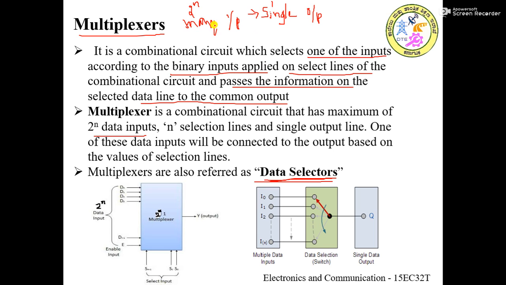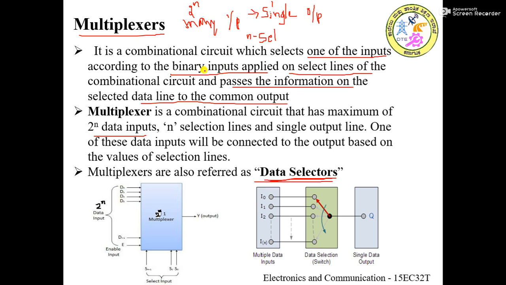So this has 2 to the power of n inputs and one output. To select any one of these 2 to the power of n inputs, there will be n number of select lines. So based on the information on these n select lines, out of 2 to the power of n input lines, only one input line will be selected at any time. Whichever input line is selected, its information will be routed to the single output line.